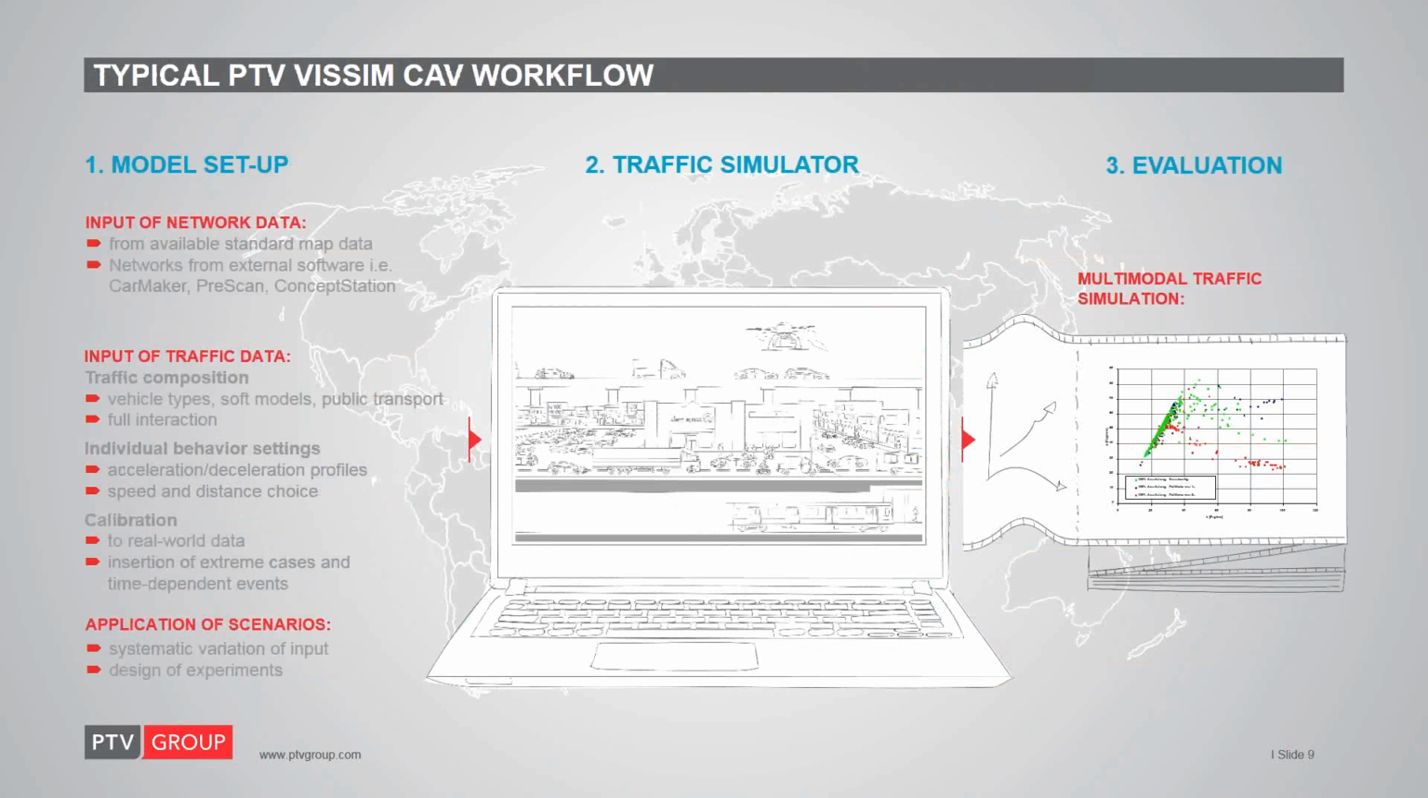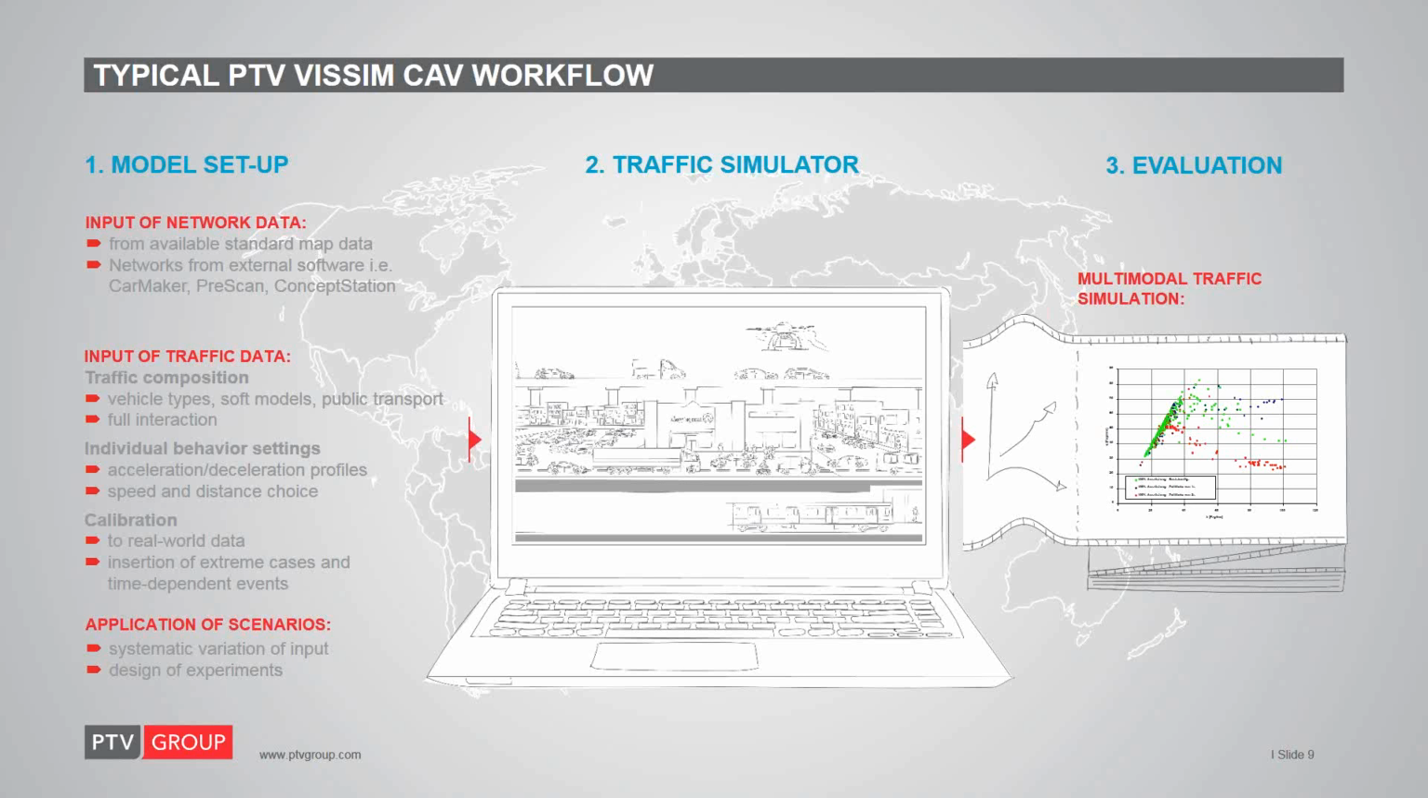A general workflow for this type of application is to set the network up, which can be done in a wide range of ways, such as building the network in Vissim from scratch, importing a network from Visum, which in turn can be generated from something like OpenStreetMap, as well as importing a network from other software which we currently have interfaces with, such as Prescan, CarMaker, or Bentley Concept Station.